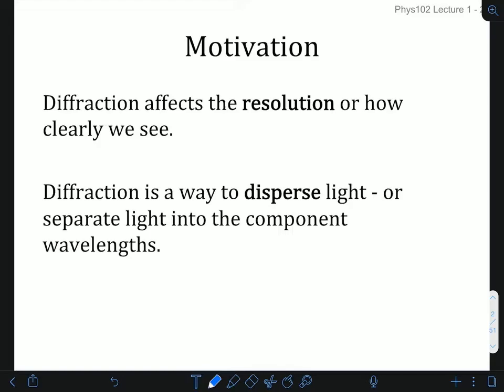So just a little motivation for studying these things, just a couple of examples of the importance. One is resolution. How well we see things depends on diffraction. So we'll see how that works out when we talk about optical instruments and resolution. And then also diffraction is a way to disperse light, or in other words, separate light into the component wavelengths. So let's look at the idea of dispersion first, and look at how we could accomplish that first of all with a prism. And then we'll eventually return to the idea of diffraction as a way to disperse light.